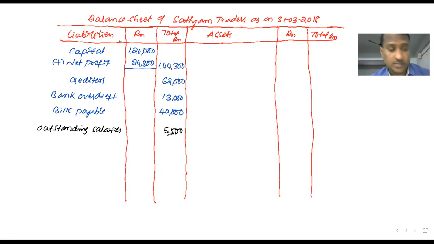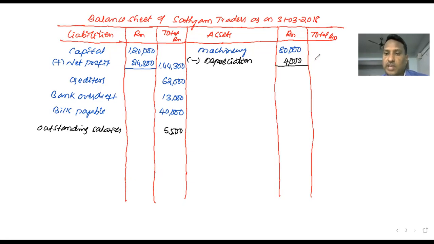Let's move to the assets now. The first asset is the fixed machinery. The value of machinery is 80,000. From this, subtract the adjustment of depreciation. We already calculated 5% on this machinery, 4,000 rupees of depreciation. So 80,000 minus 4,000 is 76,000. Next asset, furniture. For this furniture, no adjustment. Write it down directly, 45,000.